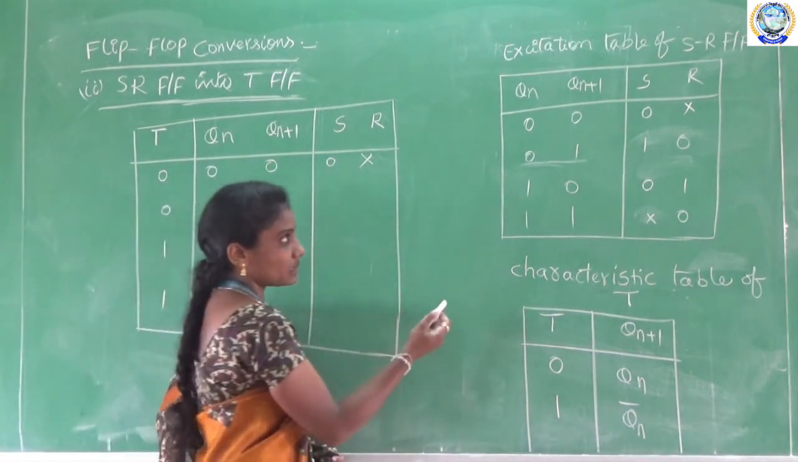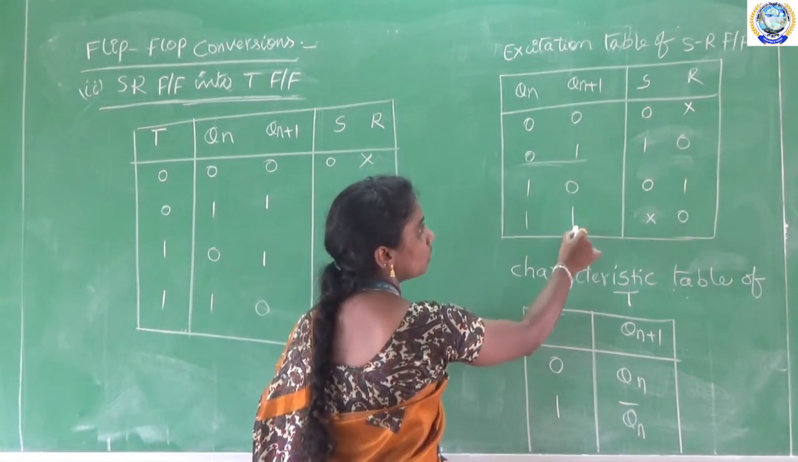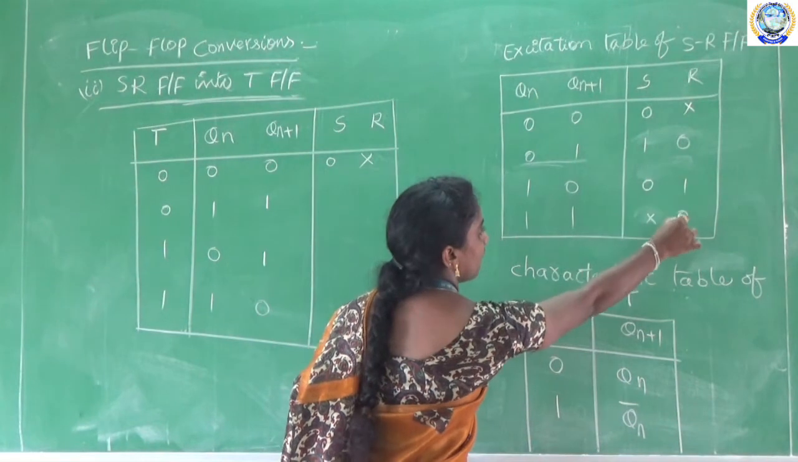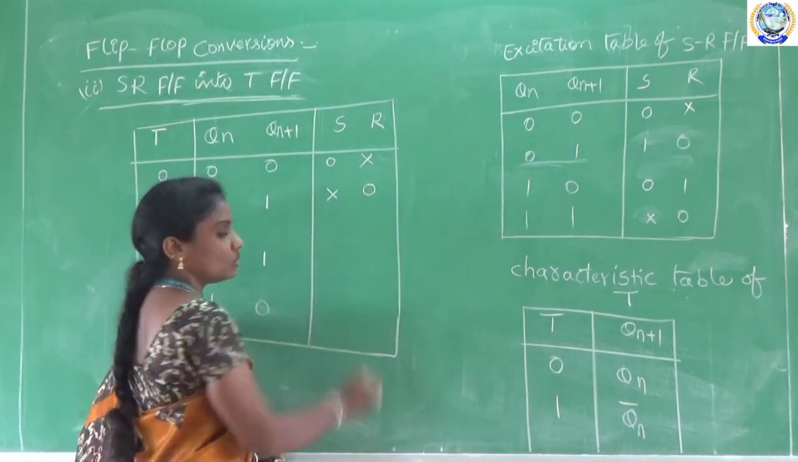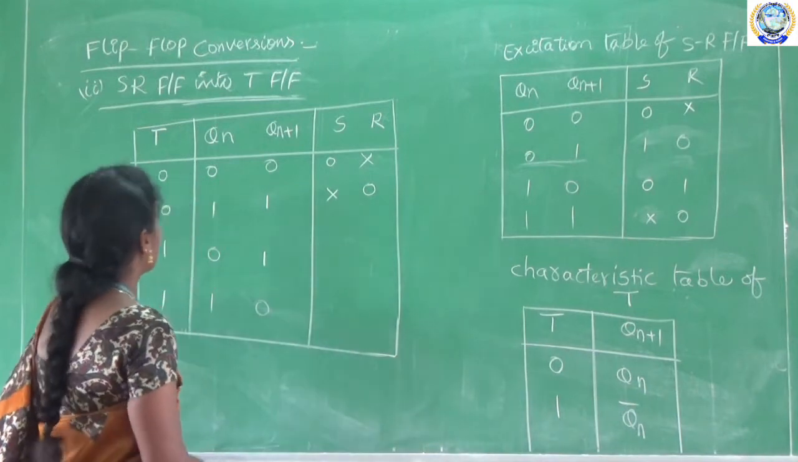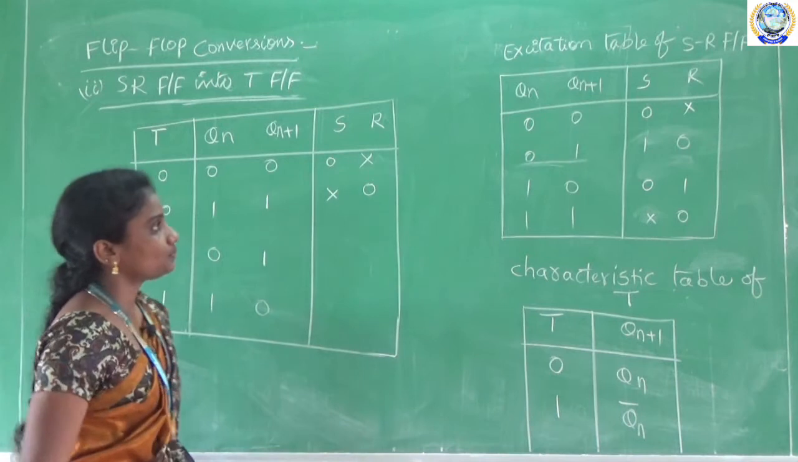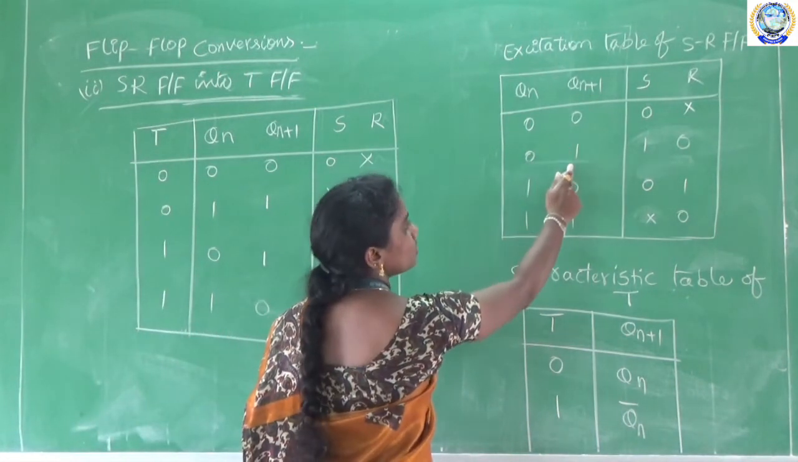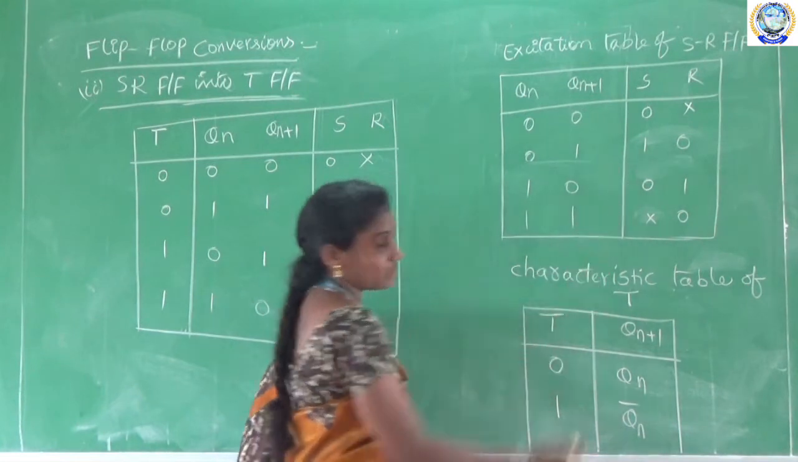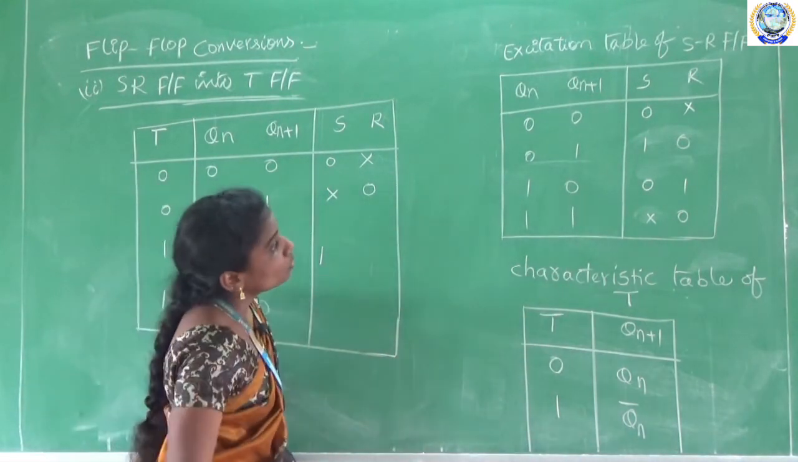Then what is S and what is R? Here Qn equal to 1, Qn plus 1 equal to 1. S equal to don't care, R equal to 0. Next, Qn equal to 0, Qn plus 1 equal to 1. So this is the condition. What is S? S equal to 1, R equal to 0.